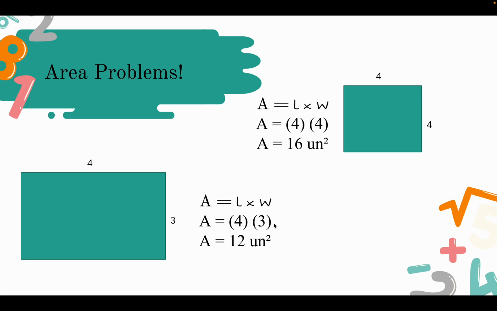For the rectangle, you do length times width, same thing as square, but you have 2 different values. So you have 4 for the length and 3 for the width. So area is equal to 12 units squared.